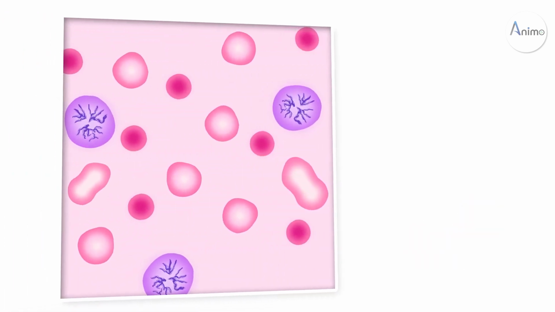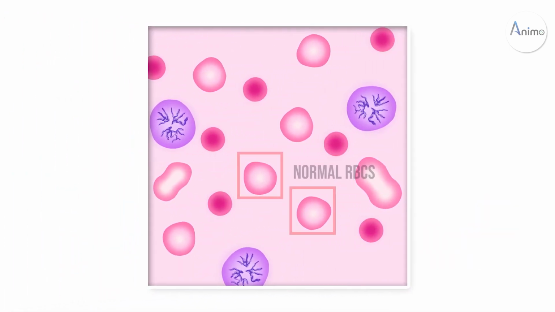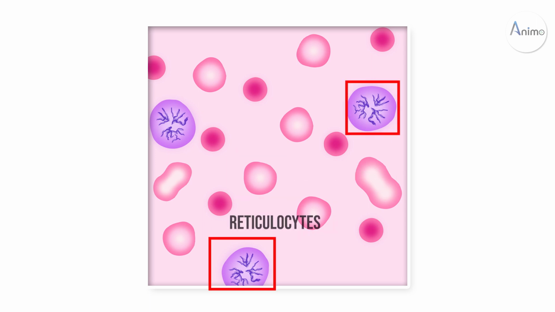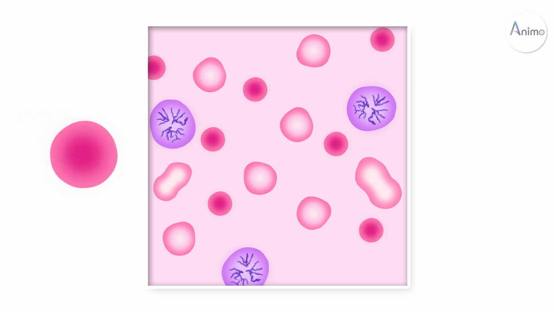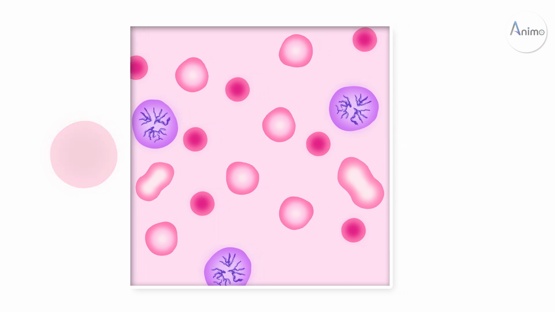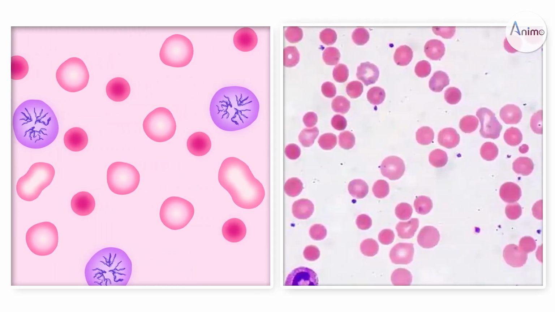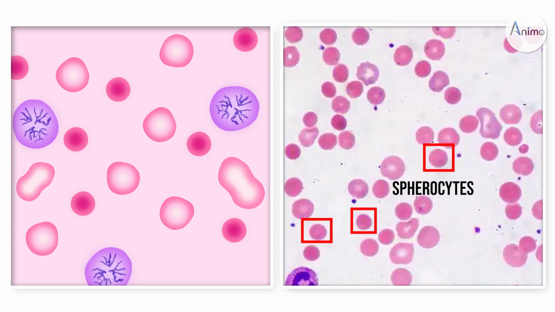So here is the histological illustration of hereditary spherocytosis. As you can see, these are the normal RBCs and these are the reticulocytes, and these small but hyperchromic cells are spherocytes. And look carefully, these cells lack the central pallor. Instead, they are hyperchromic. And this is a real histological slide of hereditary spherocytosis. These are normal RBCs, these are biconcave cells, these are reticulocytes, and these are spherocytes.